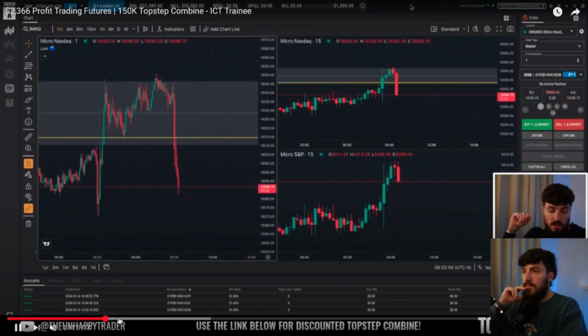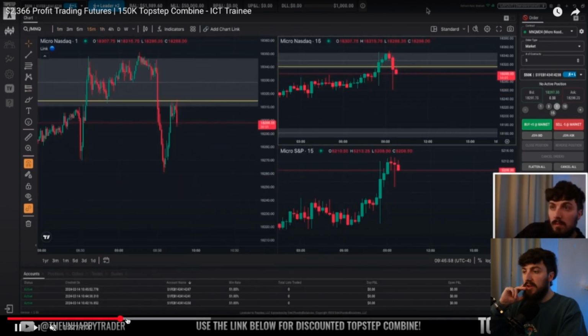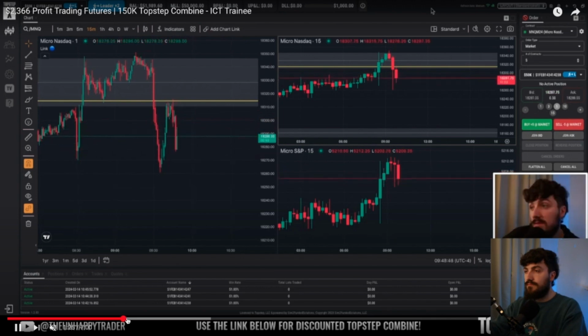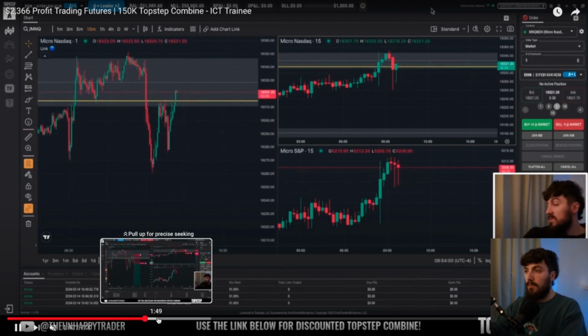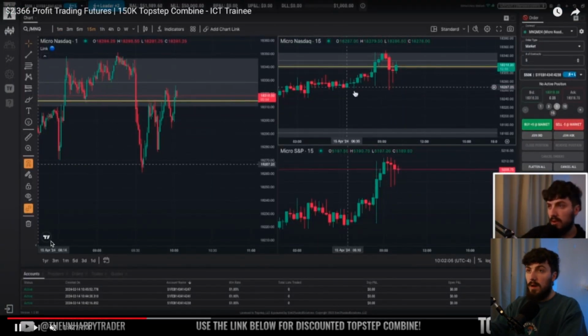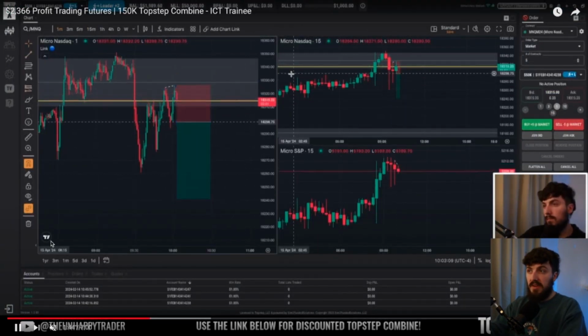I'm looking for shorts. So it chops around quite a bit. We did have an initial push down straight away, but we didn't have an SMT. That's what I was waiting for. We're now just having an SMT now.